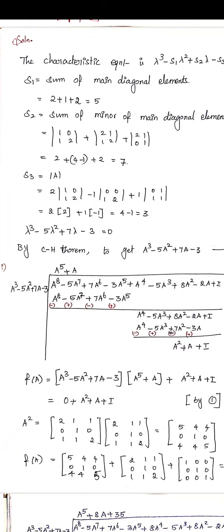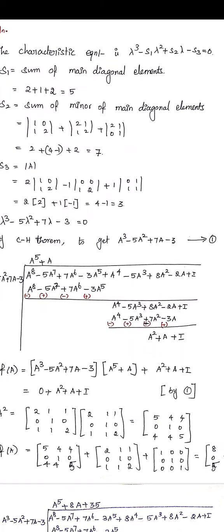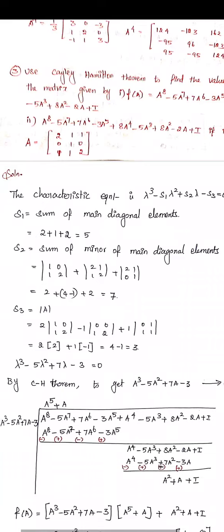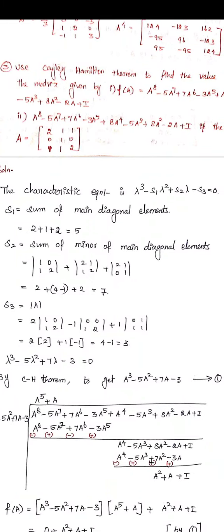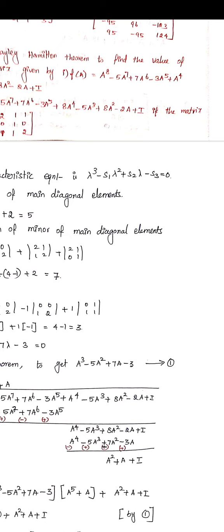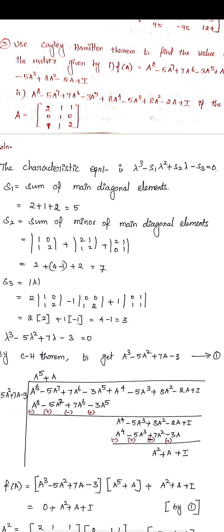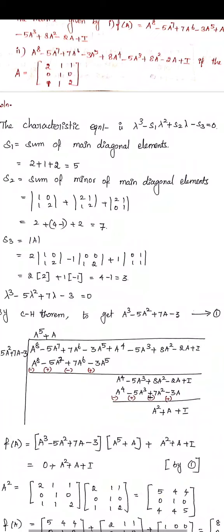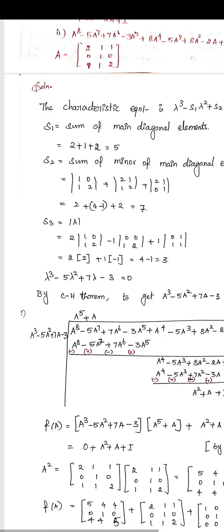to 0. By using the Cayley-Hamilton theorem, we get a cube minus 5a square plus 7a minus 3 equal to 0, name it as equation number 1. Our expression is f of a equals a power 8 minus 5a power 7 plus 7a power 6 minus 3a power 5 plus a power 4 minus 5a cube plus 8a square minus 2a plus I. Dividing this polynomial by a cube minus 5a square plus 7a minus 3.